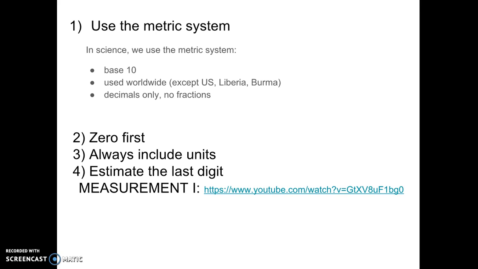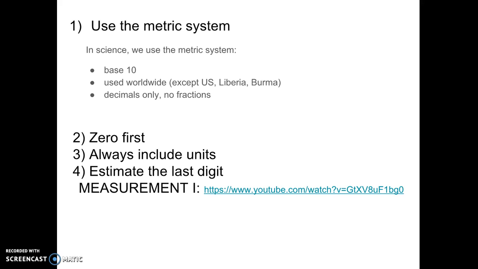So we use the metric system. When you are taking a measurement, you should put a 0 before the decimal point. So if you have a decimal point where something is less than 1, make sure you put a 0. Always include the units. So whether you're measuring something in milliliters or centimeters or grams or kilograms, whatever you're measuring it in, make sure you include the units.